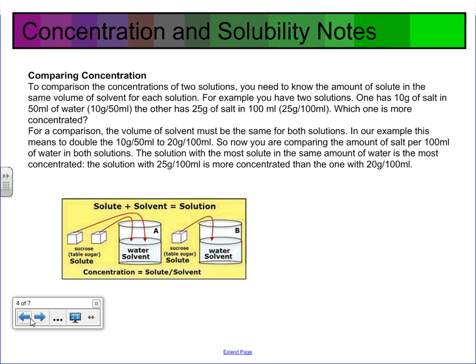For a comparison, the volume of solvent must be the same for both solutions. So in our example, this means we need to double the 10 grams per 50 milliliters to 20 grams per 100 milliliters. So you know you are comparing the same amount of salt per 100 milliliters of water in both solutions. The solution with the most solute in the same amount of water is the most concentrated. The solution with 25 grams per 100 milliliters is more concentrated than the one with 20 grams per 100 milliliters.